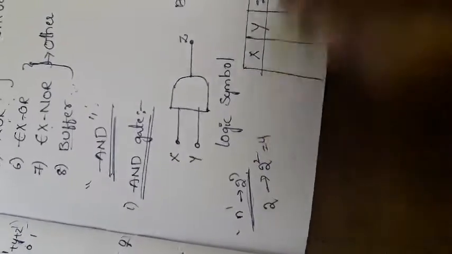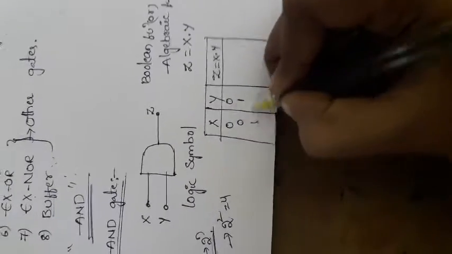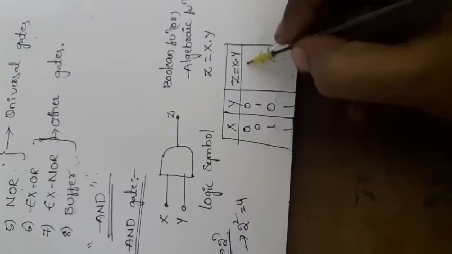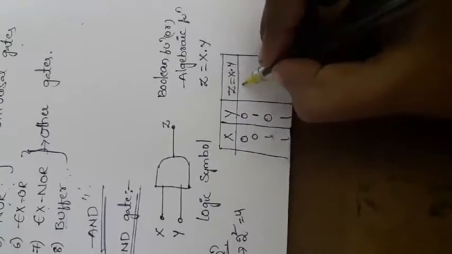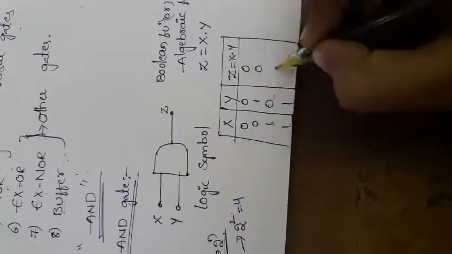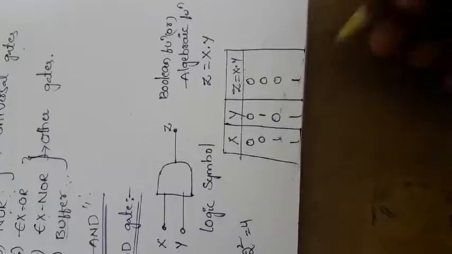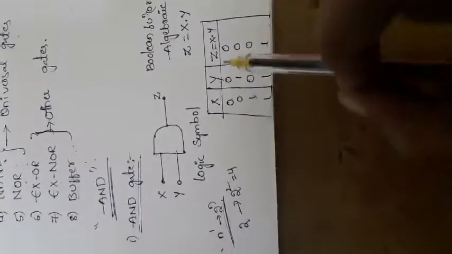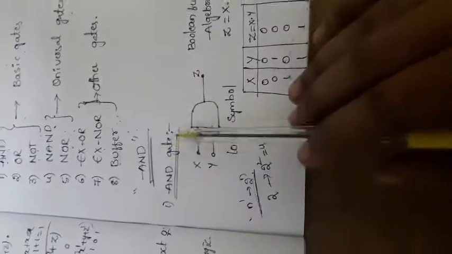2 square, that is nothing but 4 possibilities. So 0 0, 0 1, 1 0, 1 1. Now write the output function here, x into y. We need to multiply these values. So 0 into 0 is 0, 0 into 1 is 0, 1 into 0 is 0, 1 into 1 is 1. So this is the output function, or output truth table, for this AND gate. This is the complete explanation of the AND logic gate.